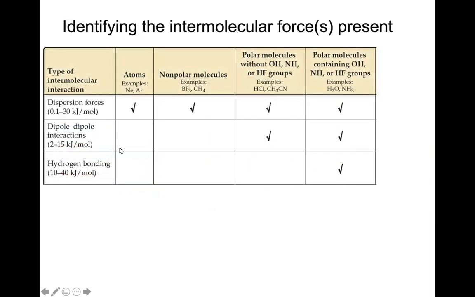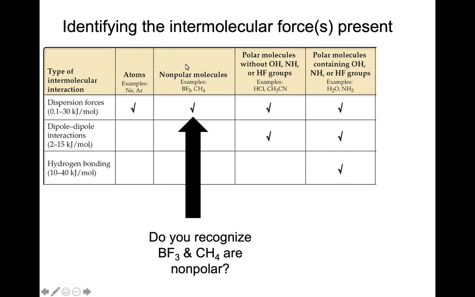We were looking at this last time where we were looking at the different types of intermolecular interactions, dispersion, dipole-dipole, and hydrogen bonding, and looking at examples for when they would be present. So to step through this, a couple thoughts. Dispersion forces are always present. If we have atoms, nonpolar molecules, polar molecules, or polar molecules with these special groups, we can always check the box for dispersion forces. Second thought, within these nonpolar examples, they give BF3, CH4. So you can ask yourself, would you be able to determine BF3 and CH4 are nonpolar?